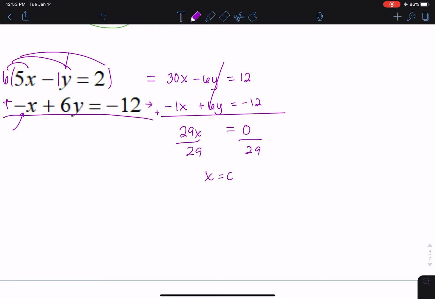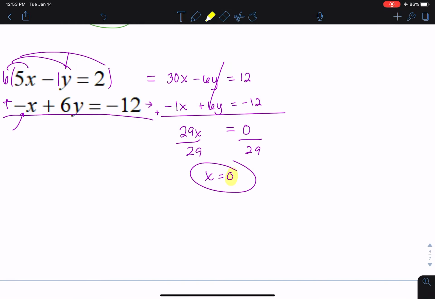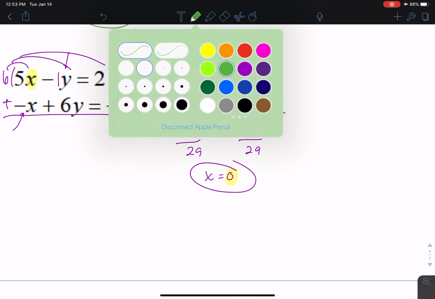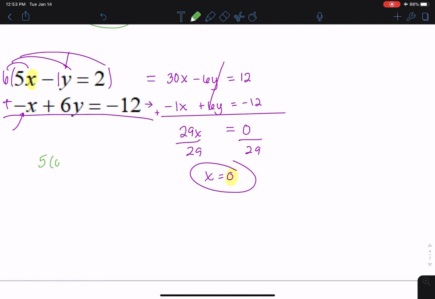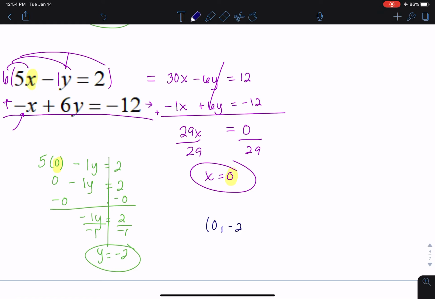X equals 0. Okay? Now take this 0, put it into either equation. I'm going to go with the top one. So I have 5, instead of x, I'm using 0, minus 1y equals 2. 5 times 0 is 0. Minus 1y equals 2. Subtract the 0. Negative 1y equals 2. Divide by negative 1. Y equals negative 2. So my answer is the ordered pair 0, negative 2.